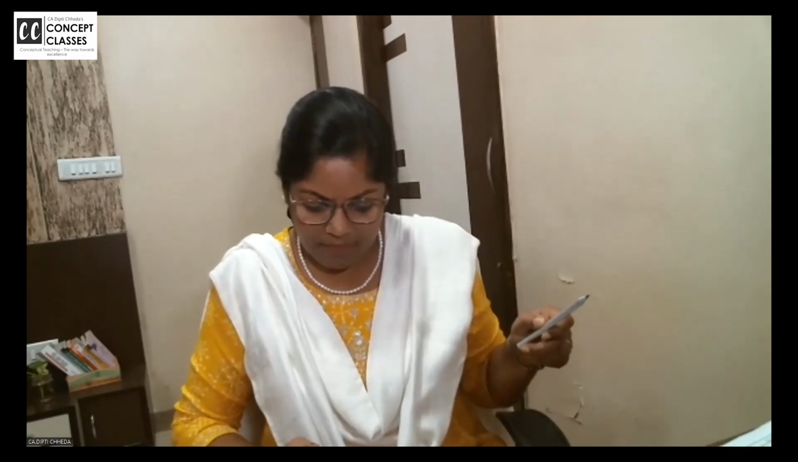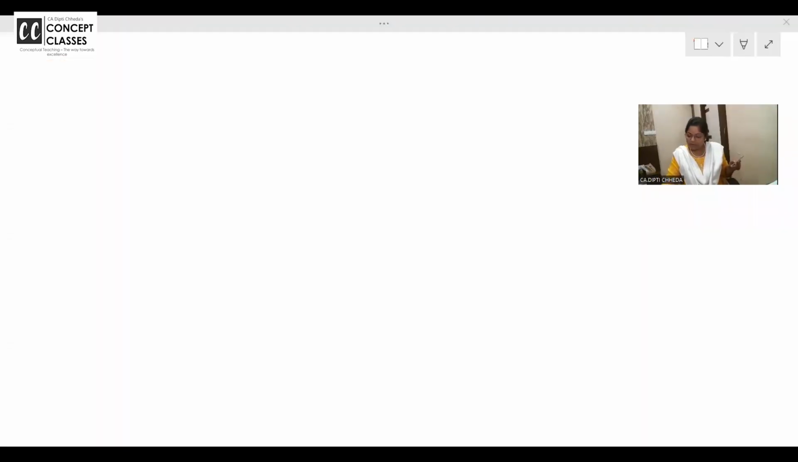One second. Can you see the screen? I have shared my screen as a board. And now everything we are talking about trust is covered in section 11, 12 and 13.